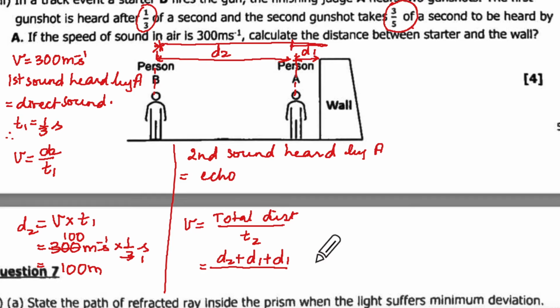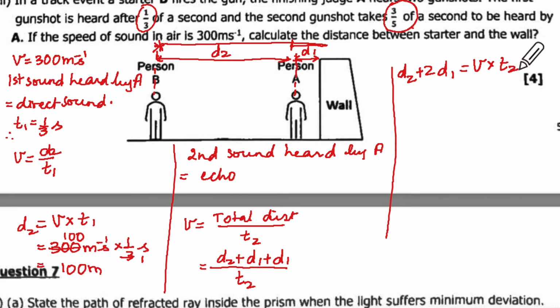Do not substitute just now. Okay, keep it like so. Understanding. And then you are going to say this is D2 plus 2D1. D2 plus 2D1 is equal to V into T2. We already know how much is D2. Now substitute, okay? Don't substitute here only.